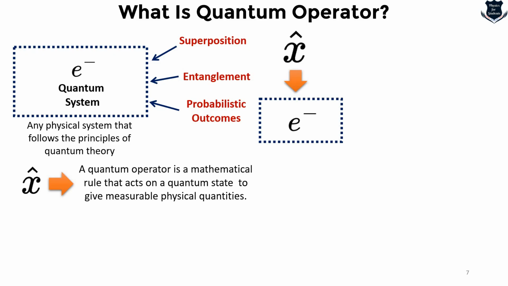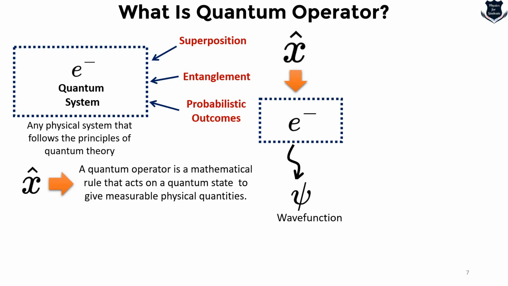Now, if we apply this quantum operator, which is a kind of mathematical rule in order to measure, we apply this on our simple quantum system. What is that? It has got a single electron. Now, when we apply the quantum operator on a quantum system, we actually apply it to what is called a wave function.